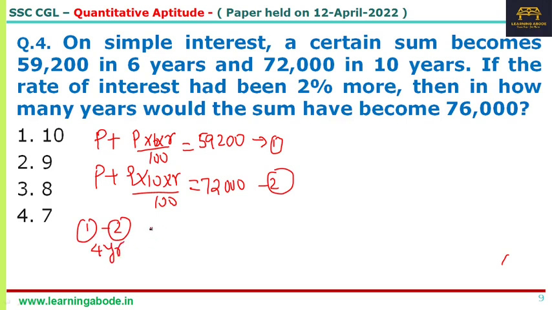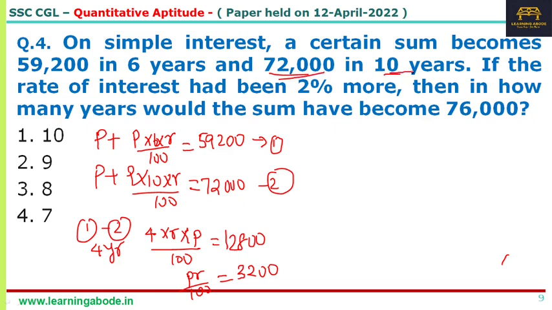So 4 years of interest alone, that is 4 into rate of interest into principal by 100. Now that 4 years interest alone will be 12,800, and so 1 year interest, that is PR by 100, will be 3,200. Now what is this 72,000?